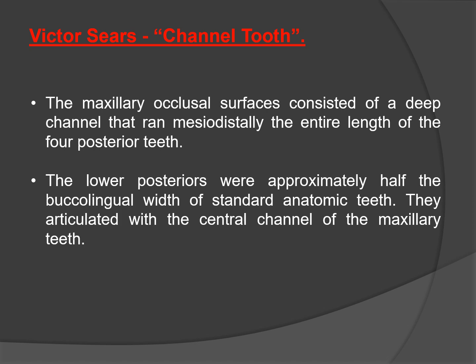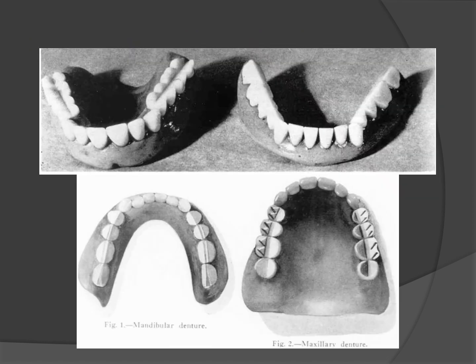The next semi-anatomic teeth was introduced by Victor Sears, or channel teeth. These are basically like there is a lower channel, or an upper groove, and the lower teeth are scissor shaped and go and sit inside the channel in the maxilla. Because of this, they are called channel type of teeth.